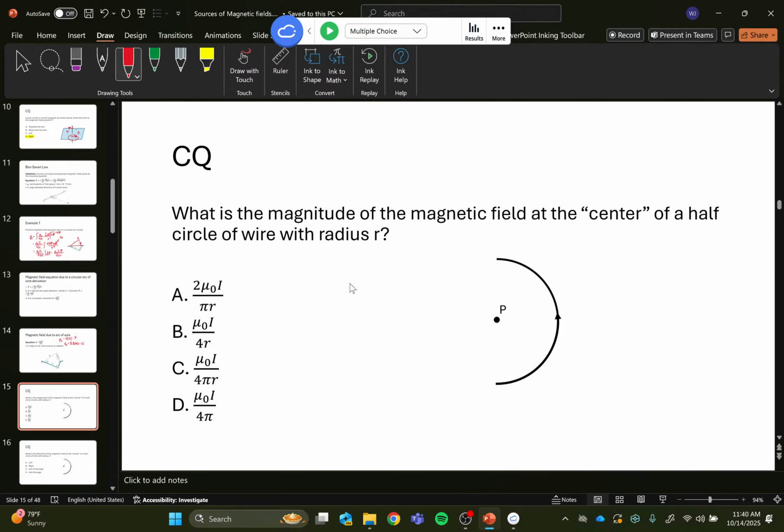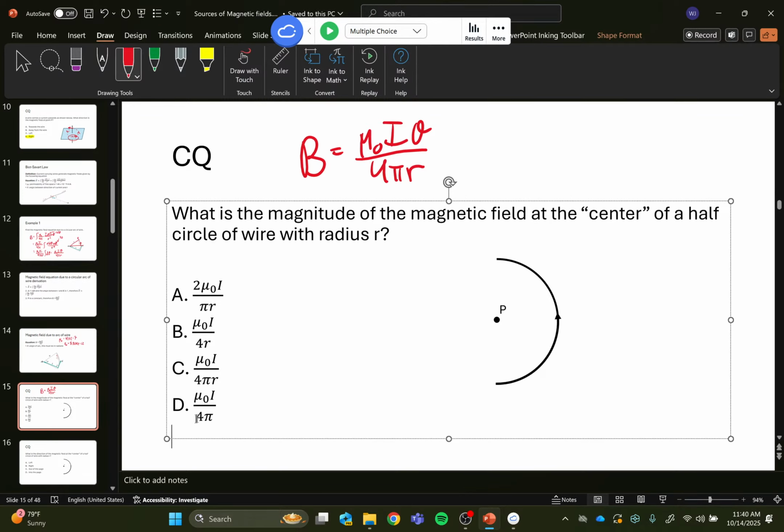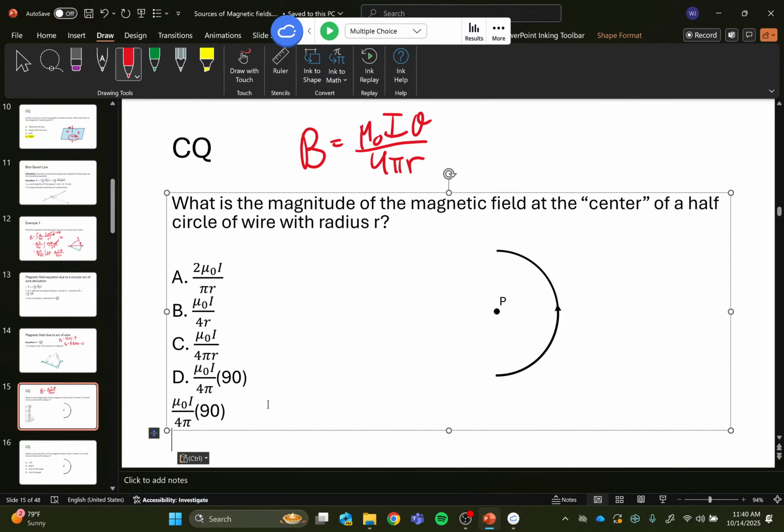All right, great. Try it. I'll even put the equation for you here: mu naught I times theta over 4 pi r. What's the magnitude of the magnetic field at the center of a half circle of wire with radius r? Now you're kind of lucky that I didn't put any answers here in degrees. I'm just going to pick a random one. Let's put 90. Let's make this one 180.